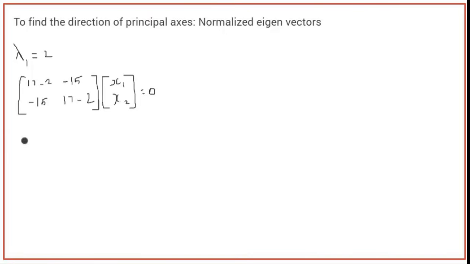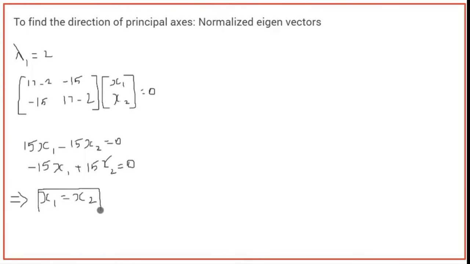After doing the matrix multiplication, we will get the equations 15x1 minus 15x2 is equal to 0 and minus 15x1 plus 15x2 is equal to 0. After doing the simplification, 15x1 is equal to 15x2, and then x1 is equal to x2. So this will give us x1 is equal to x2. And now we have to choose values for x1 and x2.